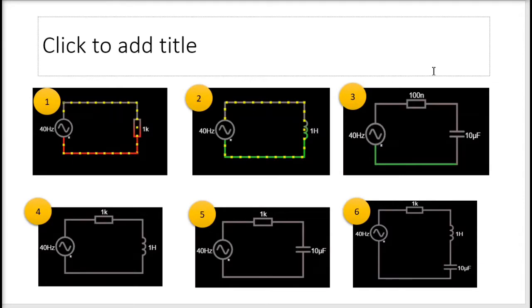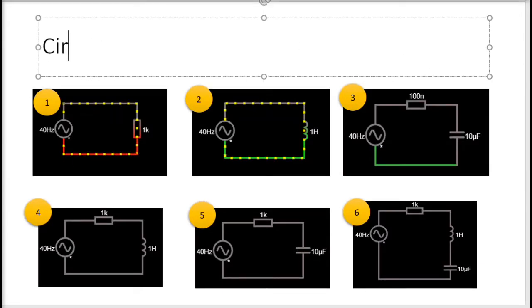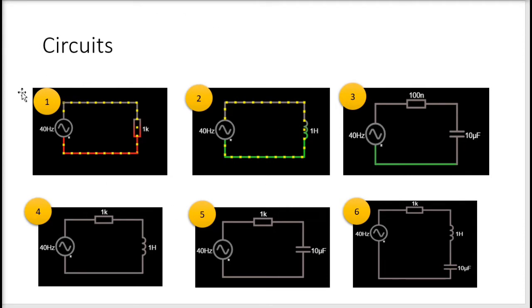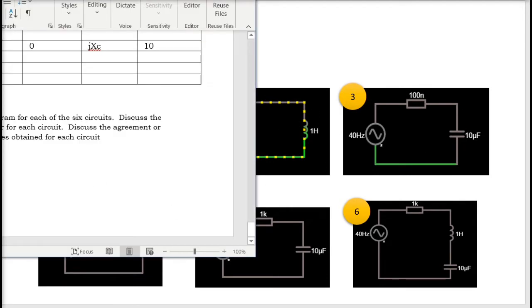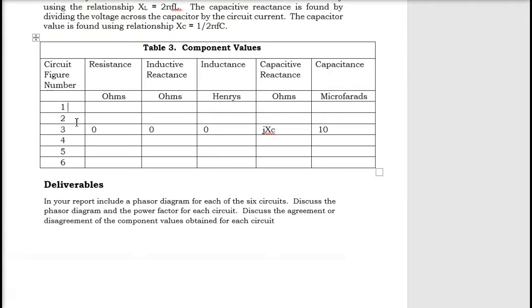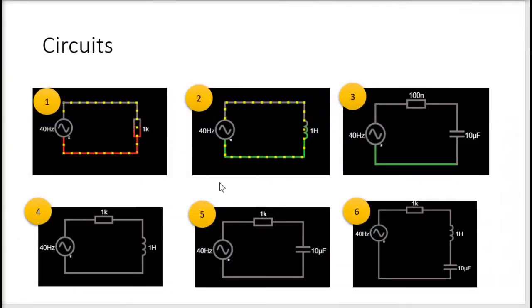And then the circuits that you are going to simulate today are these 6 circuits. So you're going to see when you have the table, in the table you have 6 rows, right? So these 6 rows actually stand for these particular 6 circuits. So you're going to have to simulate that.